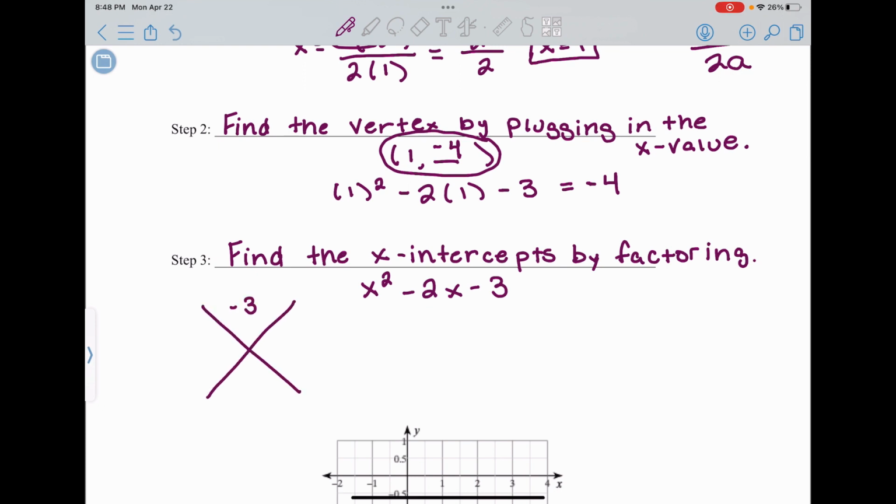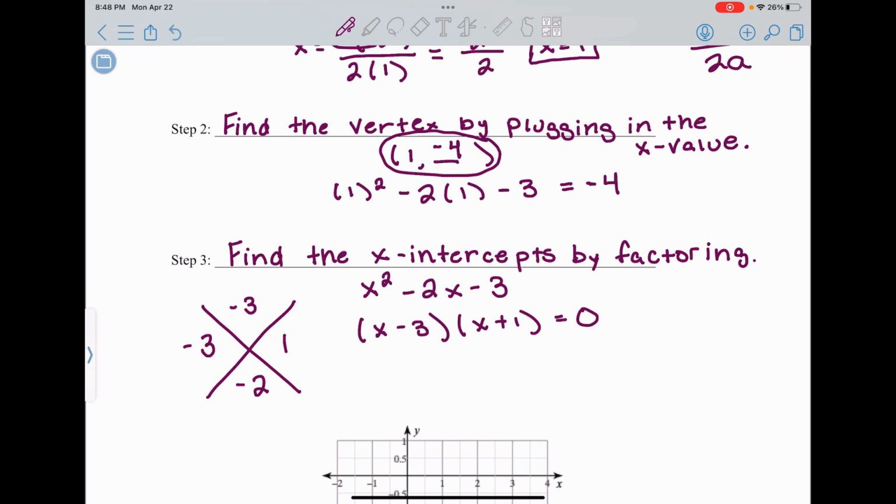Negative 3 goes on top, and negative 2 goes on the bottom. The only two numbers that multiply to 3 are 3 and 1, and in order for 3 and 1 to add to a negative 2, I need to make the 3 negative. So my factored form will be x minus 3 and x plus 1.